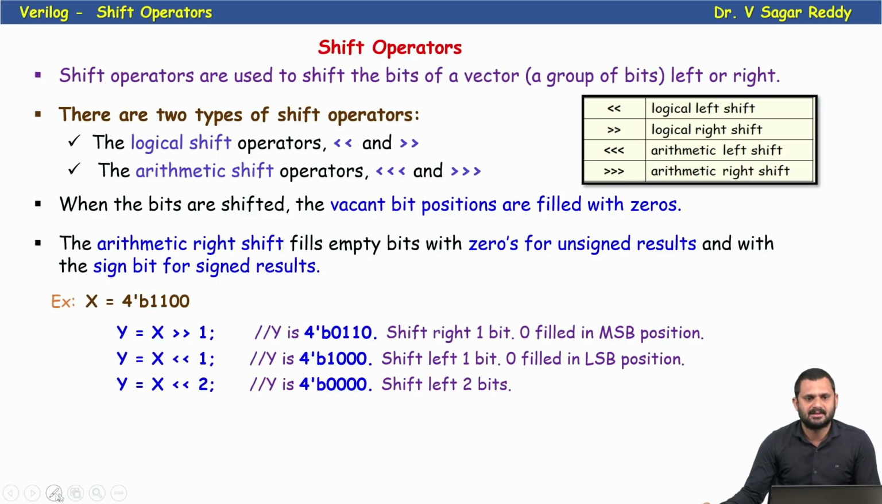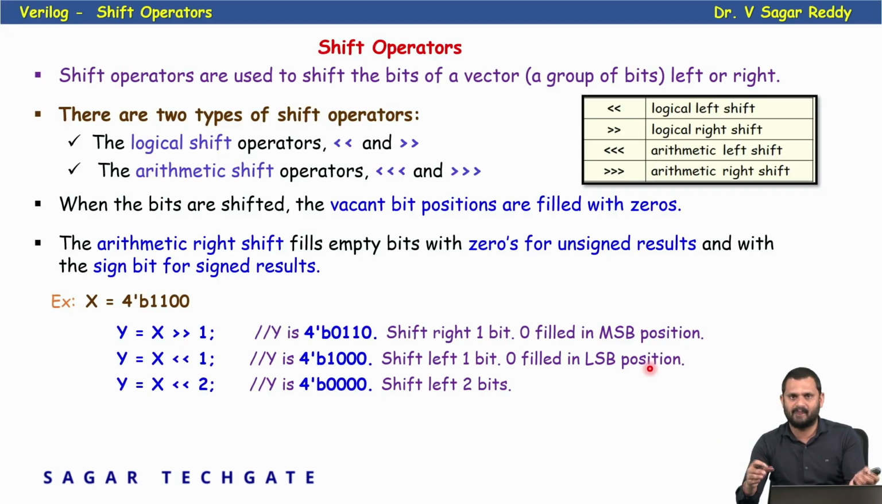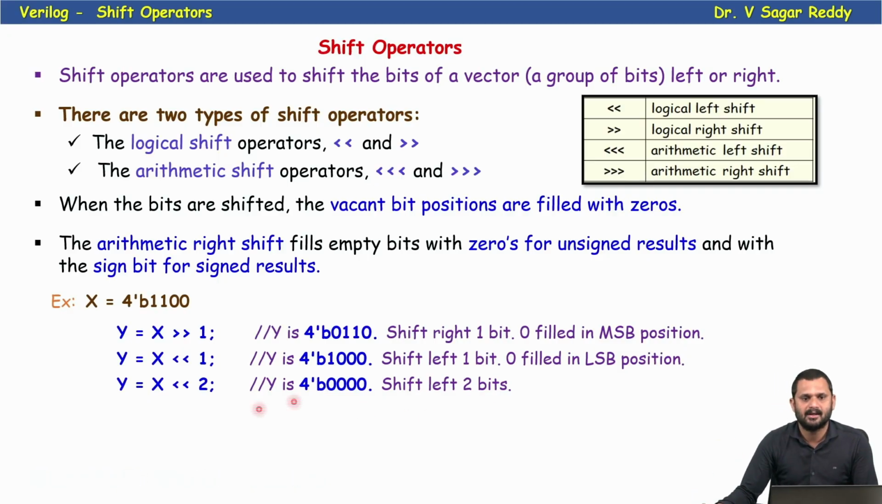Now in this case, see, x << 1. This is a left shift operation by 1 bit, so we are shifting left by 1 and neglecting the leftmost bit. So we get 100, and we fill that empty position with 0. Shift left by 1 bit and 0 is filled in the LSB position. In the case of left shift, 0 is filled in the LSB position. In the case of right shift, the MSB is filled with 0 if it is an unsigned number, and with the sign bit if it is a signed number. Clear?